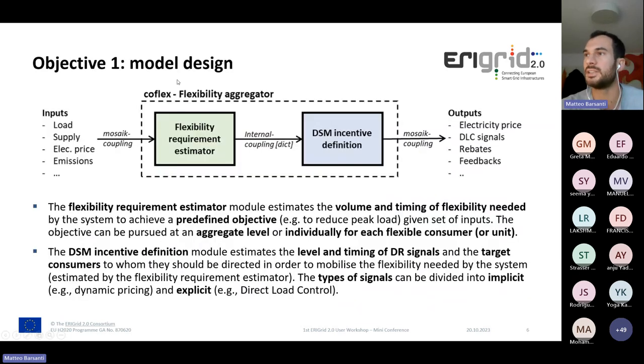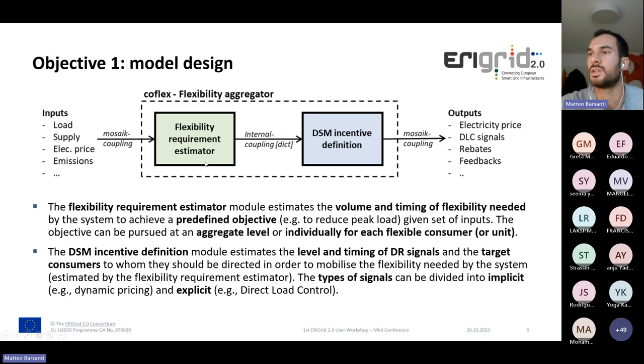So regarding the first objective, the model design CoFlex, we decided to organize it according to two main modules. The model takes any type of input, which can be time series for load, supply, electricity price, emissions, whatever is important for an aggregator or can be given as input to a local energy market. Based on this input, the first component has the task of assessing the flexibility requirements in terms of volume and timing, according to a predefined objective that can be reducing peak load or solving congestion and so on. This can be done at aggregated level or individually for each flexible consumer or unit.